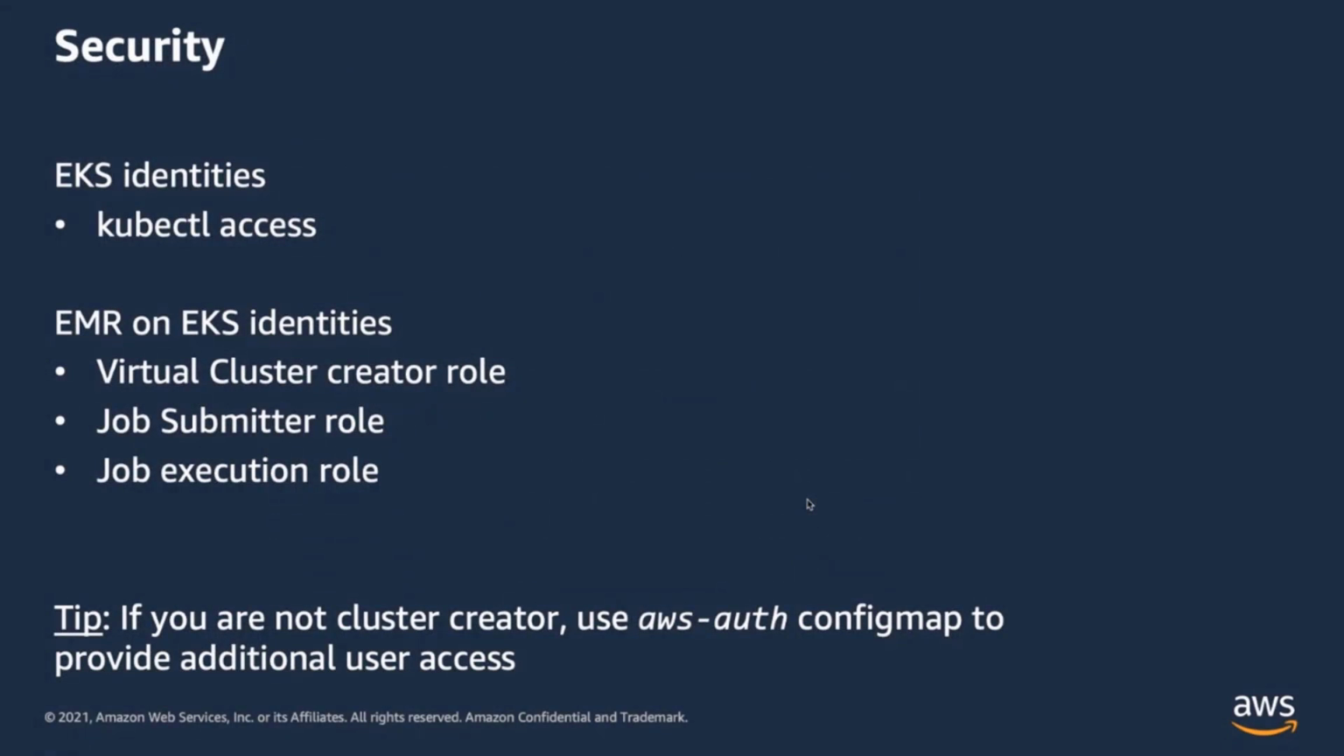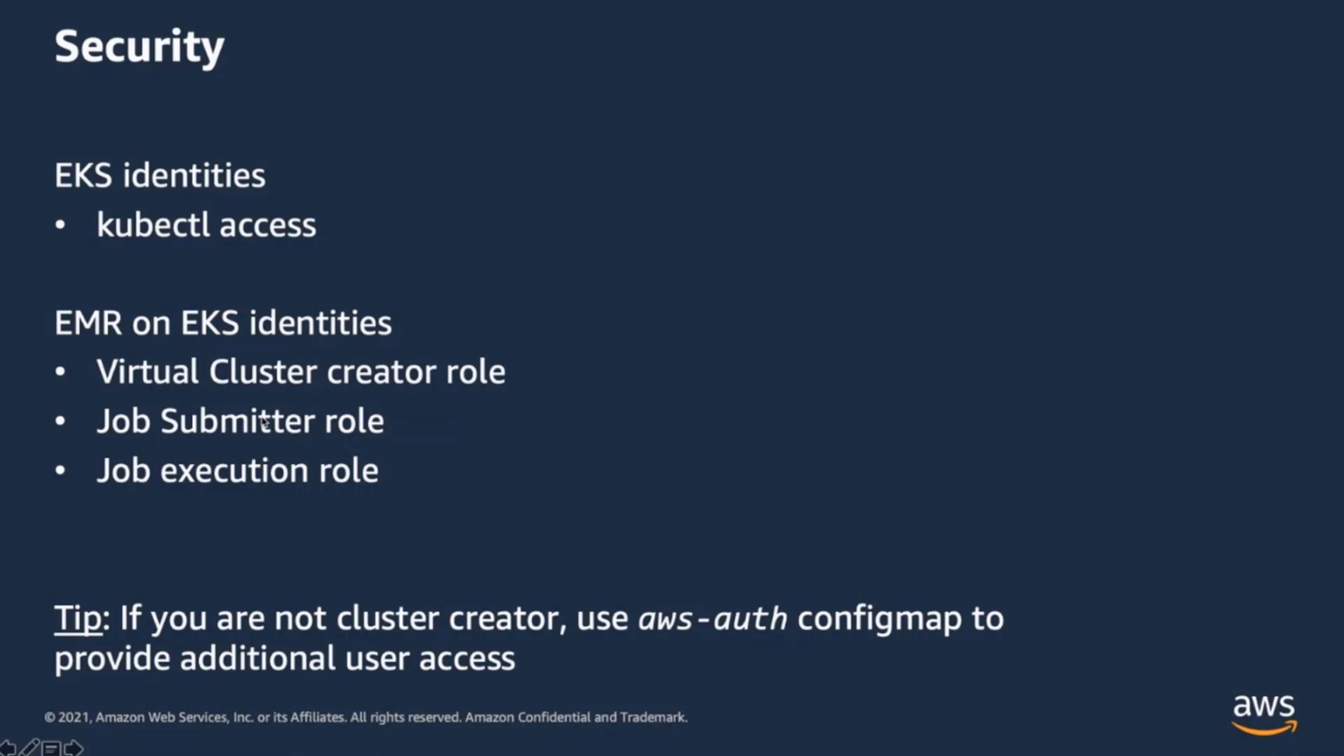EKS being a multi-tenant cluster, to access your EKS cluster you need to have the RBAC permissions. If you are trying to access your EKS cluster with an IAM role that is different from the one that was used to create the cluster, you can edit the AWS auth config map that Peter showed in the demo, either through the eksctl command or using kubectl, and you can access your Kubernetes API server.